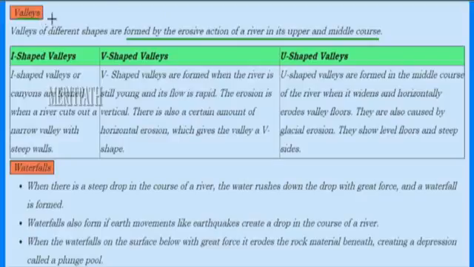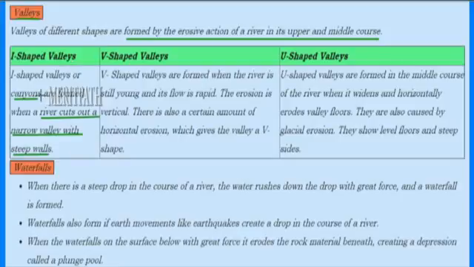Next comes valleys. Valleys are of different shapes, and valleys are formed by the result of erosive activity of the river during the upper and the middle course. There are three types of valleys: I-shaped valleys, V-shaped valleys and U-shaped valleys.